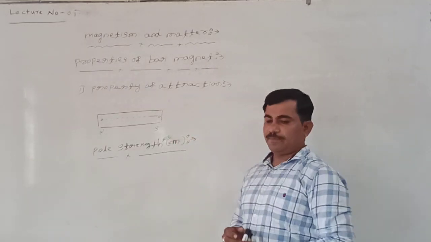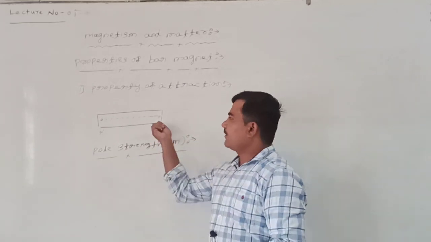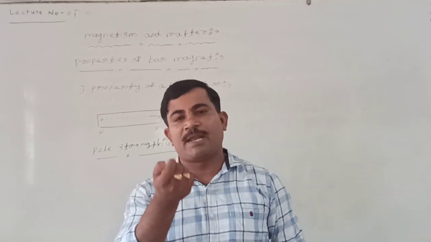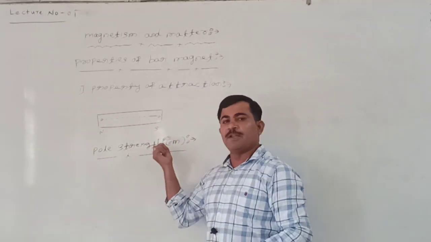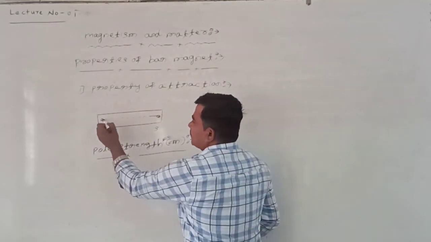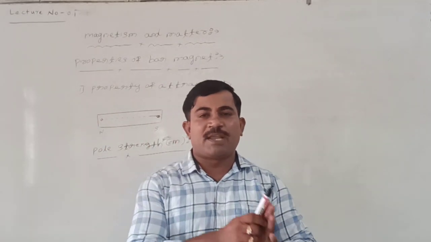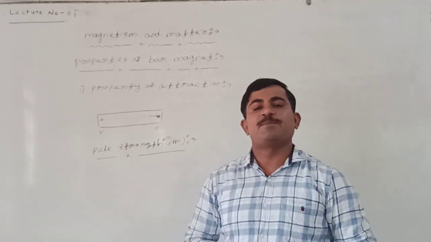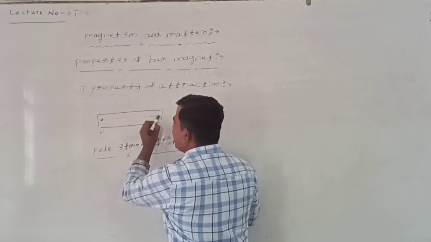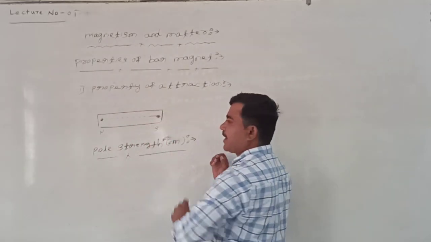See here. Pole strength means the ability of the magnet which attracts the small pieces of iron, nickel, cobalt, that property we are calling pole strength. Simply, the ability of the poles to attract the small pieces of iron, nickel, cobalt, that ability we are calling pole strength. And the pole strength is situated nearly at the end of the magnet, but not exactly at the end of the magnet.